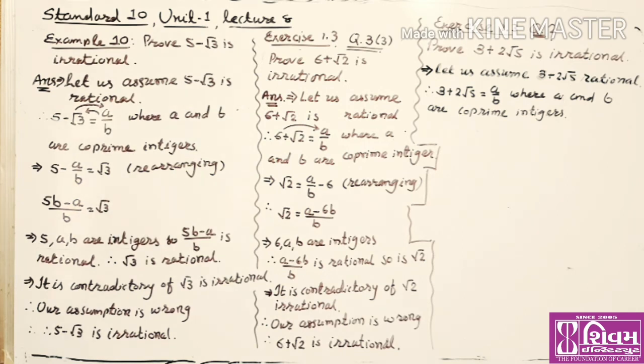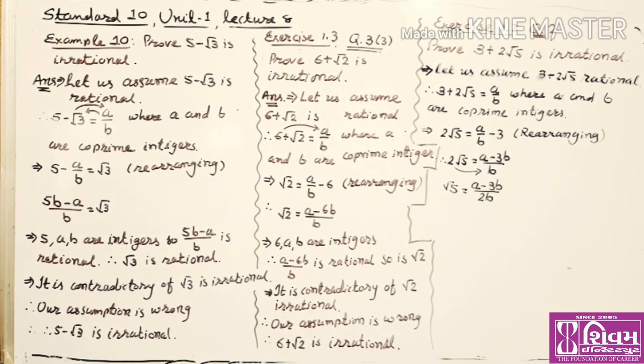Okay, now rearranging the terms, we get 2 root 5 equals A upon B minus 3. What we did here, we brought 3 from the left hand side to the right hand side. By simplification of the term, we got 2 root 5 equals (A minus 3B) upon B. Little more simplification, and we get root 5 equals (A minus 3B) upon 2B. 2 is in multiplication on the left hand side, so when we bring it to the right hand side, it comes in the denominator with B. So here we got root 5 equals (A minus 3B) upon 2B.